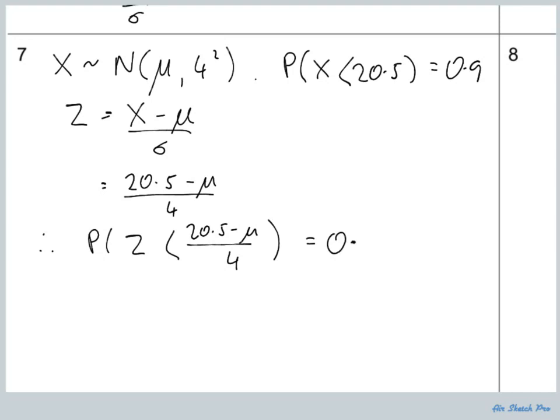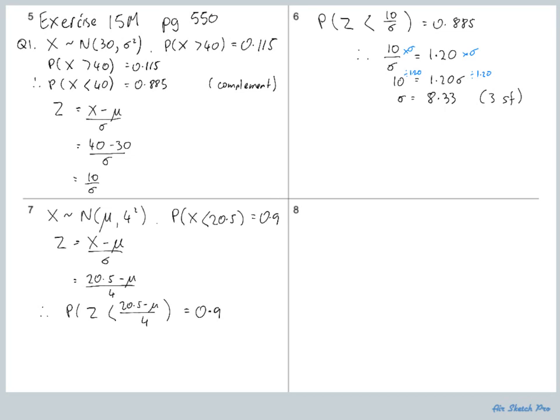is equal to 0.9. I'm going to zoom out now so you can see it as I move on to slide 8. Okay. Using our calculator, you can use the inverse distribution function, and you can put in 0.9 as the area, and that'll give you a value of 1.28, just jumping ahead there. So therefore, 20.5 minus mu all over 4 is equal to 1.28. That's just from your calculator.